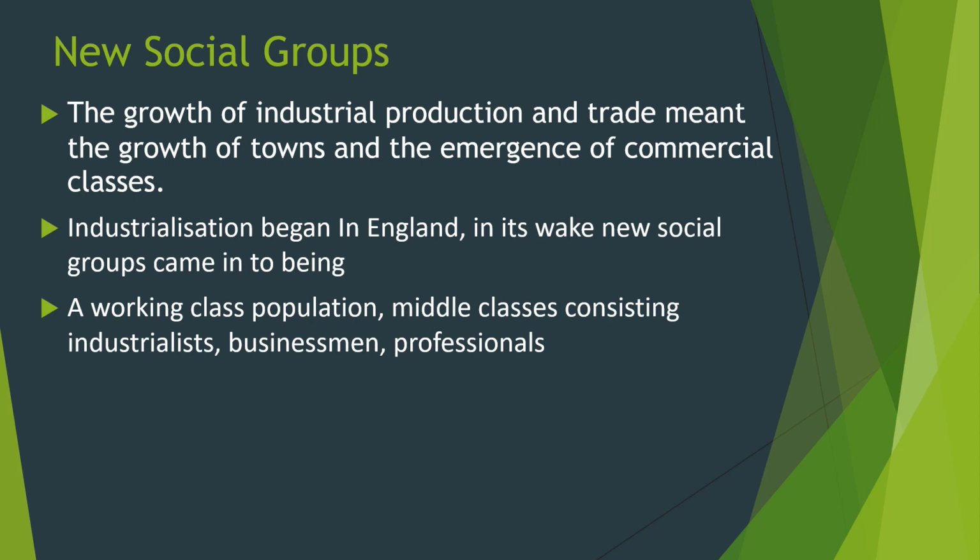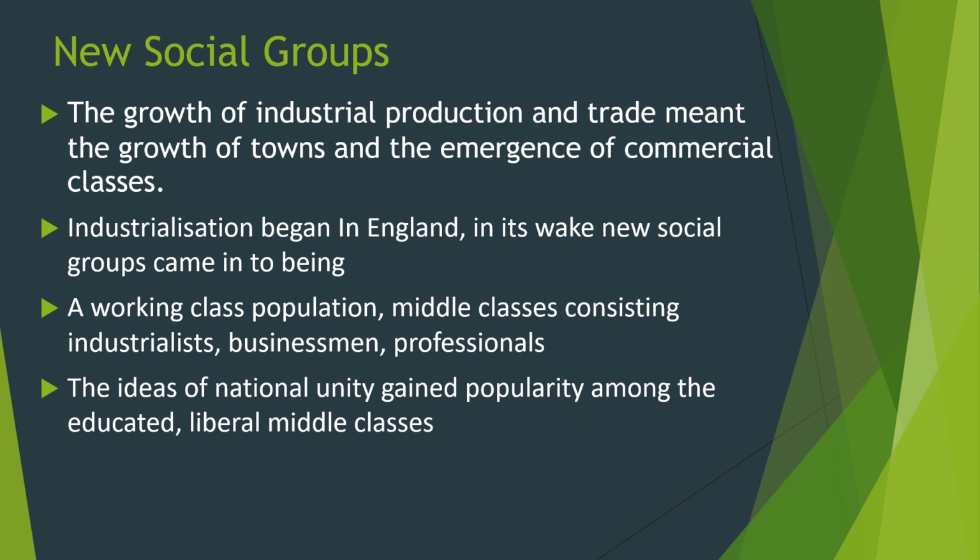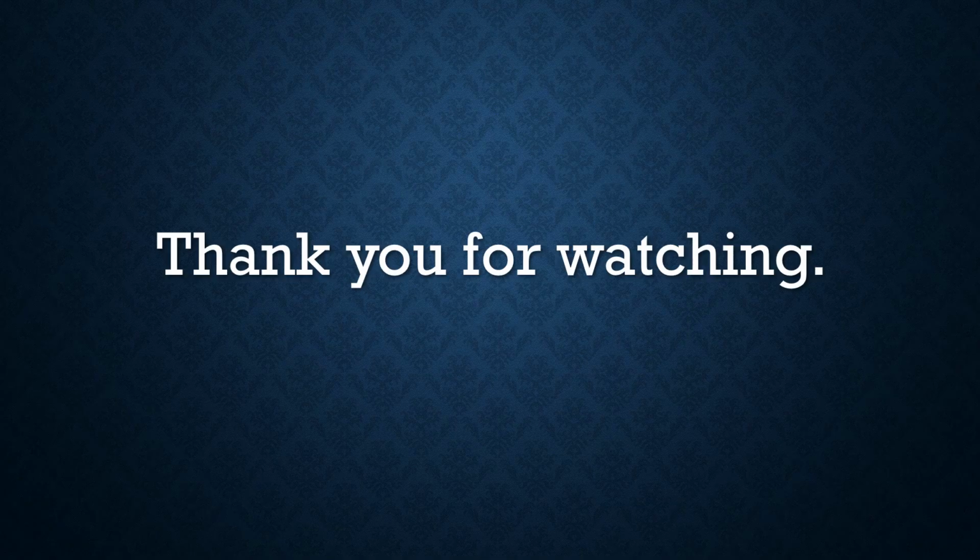There was now a sizable working class population. Middle classes consisted of industrialists, businessmen and professionals. So these new middle classes emerged. They were professionals. They had got some education and had earned some wealth. They hated the system of privileges by birth, because they had made their wealth through hard work. They disliked it if someone just enjoyed privileges because he was born in a noble's family. So the idea of national unity gained popularity among these educated middle classes.